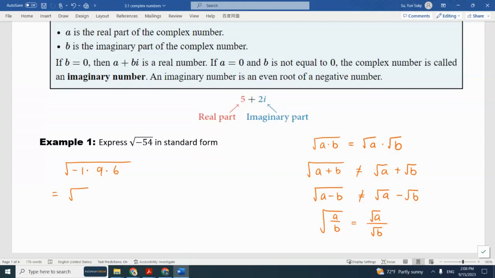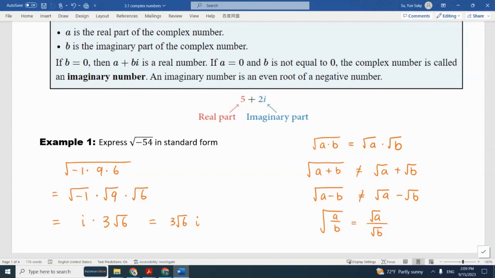So therefore, this is the square root of minus 1 times the square root of 9 times the square root of 6. What's the square root of minus 1? The square root of 9 is 3, and the square root of 6 is the square root of 6. Okay? So usually people write 3 square root of 6, and they like to put the i at the end. This is what we'll be doing. Put the i at the end. So this is the standard.